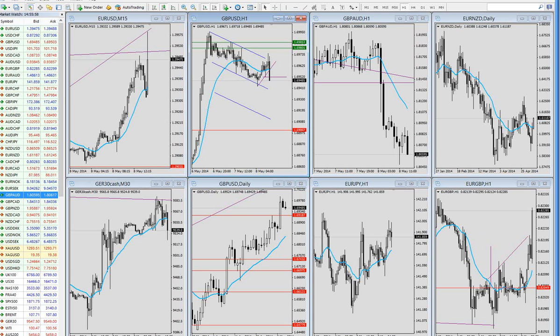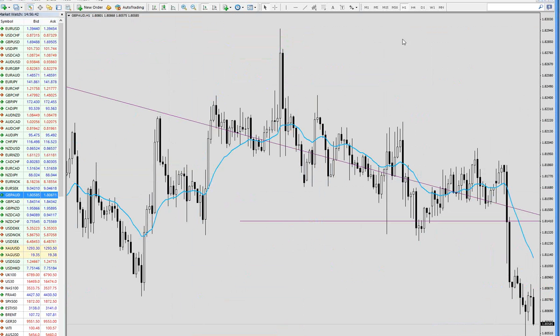Okay. Come on, pound. Go slightly higher. Give us a chance to sell. Aussie.